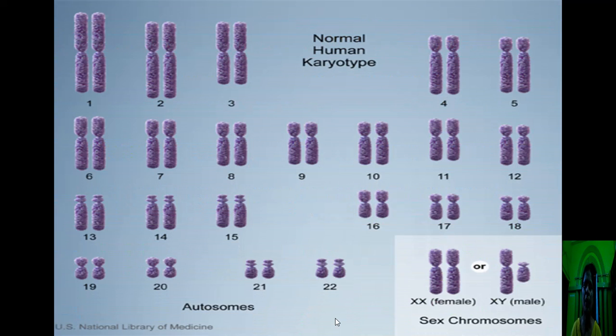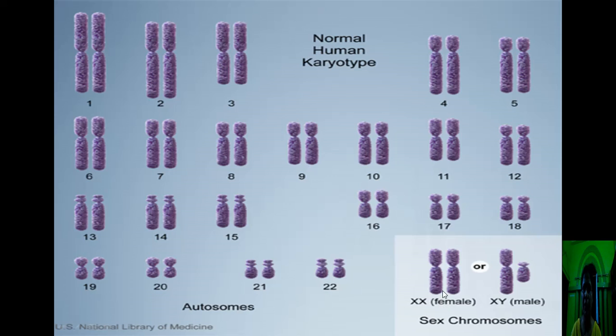Next, we come to normal human karyotype. In case of a normal human being, there are 23 pairs of chromosomes. Out of the 23 pairs, 22 pairs are called autosomes. They are numbered from 1 to 22. Then last, we come to the sex chromosome. The sex chromosomes are different from each other in males and females.